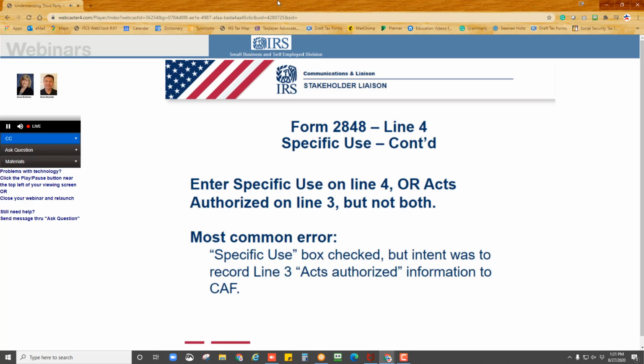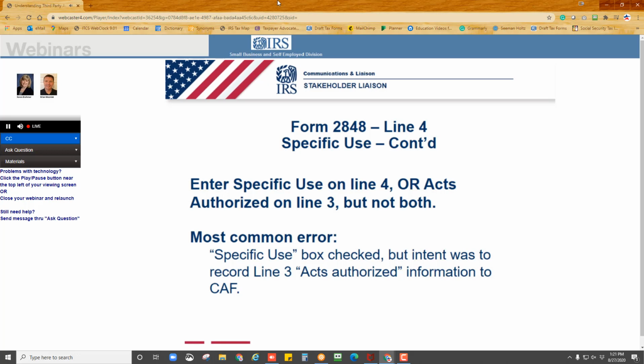So the most common error that we see on this section is that someone checked the box on line 4, but really what they meant to do was fill out line 3 to designate the acts authorized. Sometimes we'll see a 2848 where they filled out both sections. They filled out line 3 for acts authorized. They also checked the box for line 4 for specific use. And when both of those are filled out, we reject the POA and we send it back to the taxpayer.